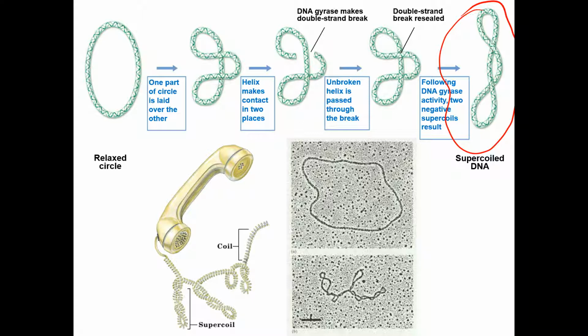Here you have a relaxed plasmid. Here you have a supercoiled one. So you can tell the difference. One's relaxed, spread out, and the other is more tightly coiled and kinked and condensed. More compact.